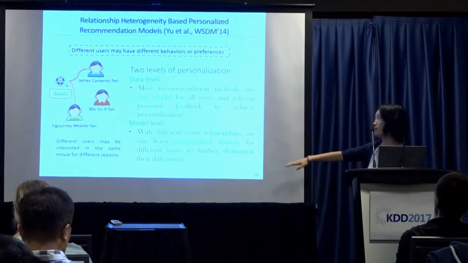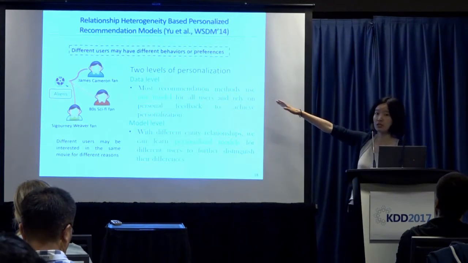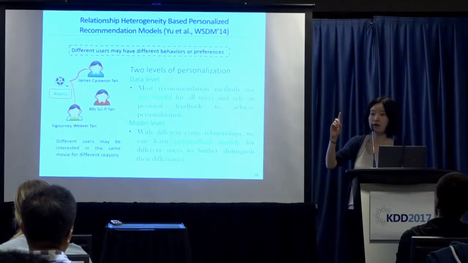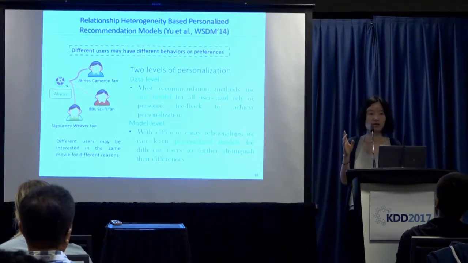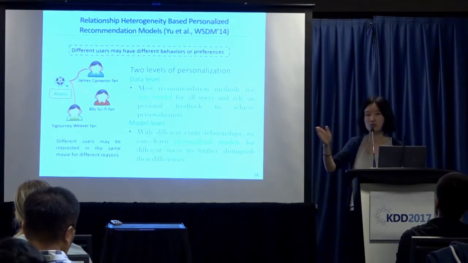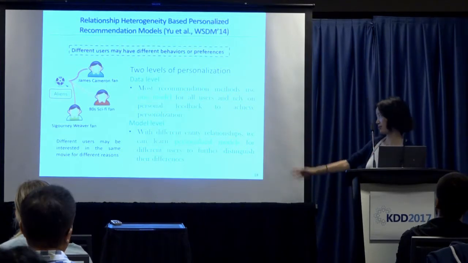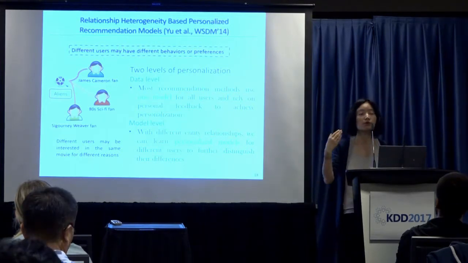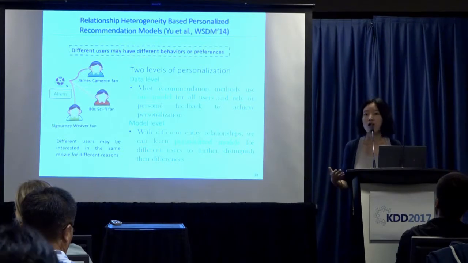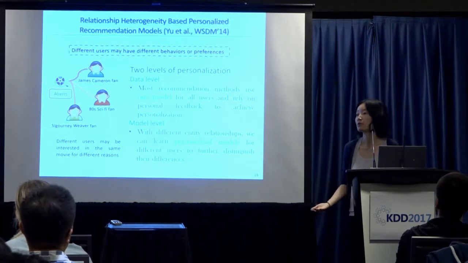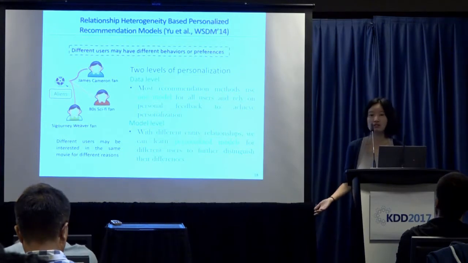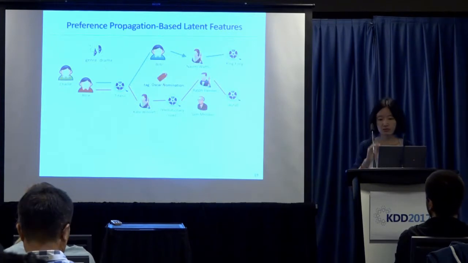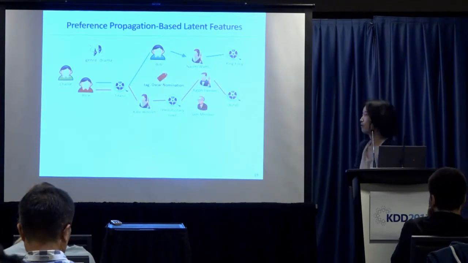But at the model level, traditional collaborative filtering is just one model. If it is just one model, there is no way for it to distinguish the different reasons. For us, we are going to provide different models for different groups of people. So it is truly at the model level that we are doing this personalized recommendation. How can we do that? Let's move on.